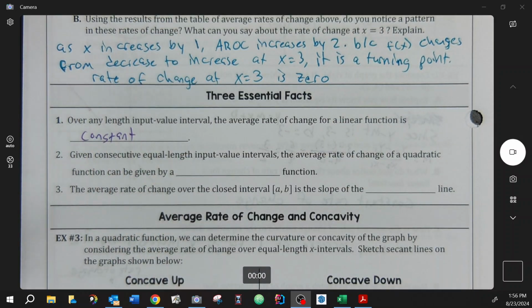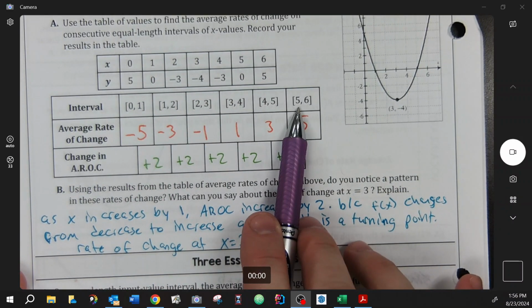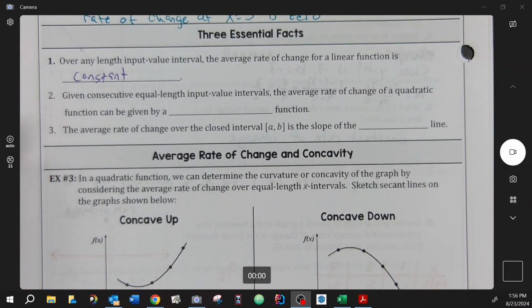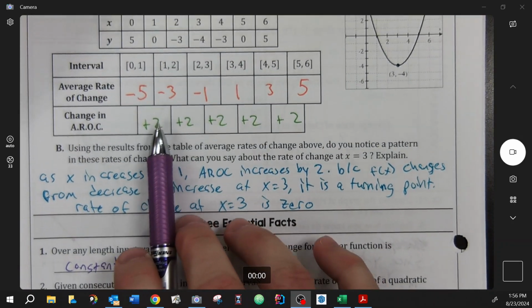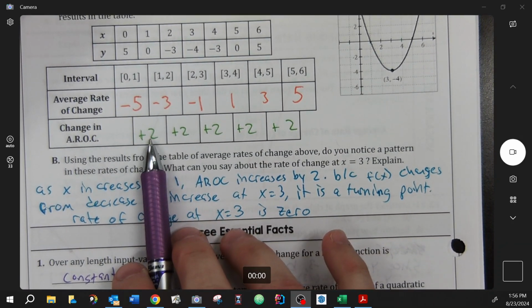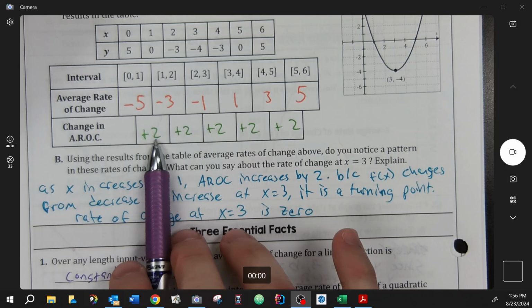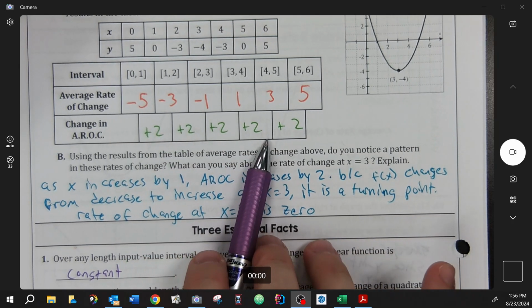Now, if you took consecutive equal length input value intervals, like we have here, the consecutive meaning there were no gaps in them, the average rate of change of a quadratic function can be given by, well, we said that the change in the average rate of change of every quadratic was going to be 2.